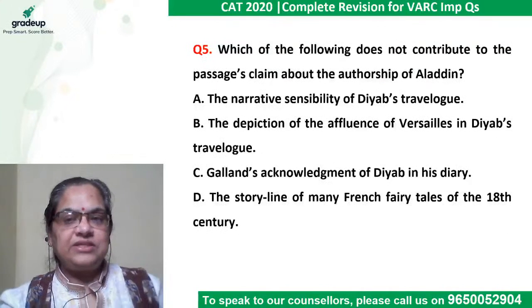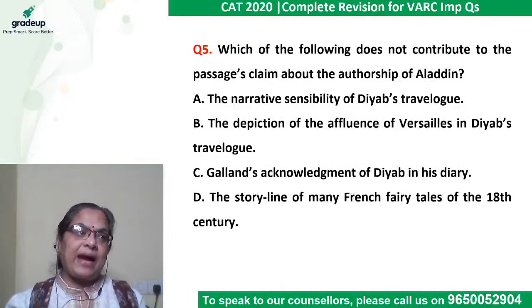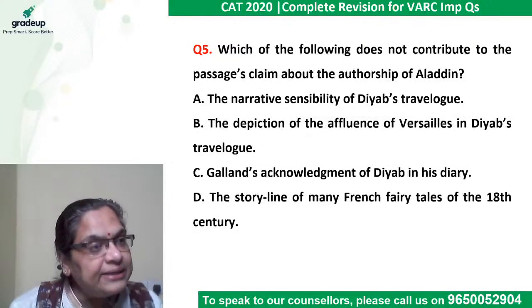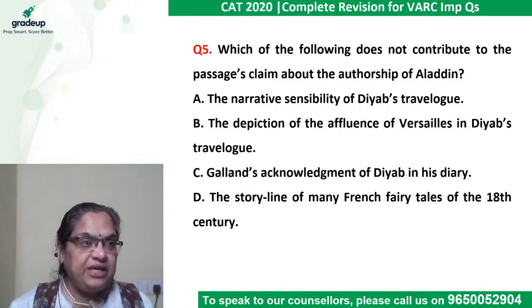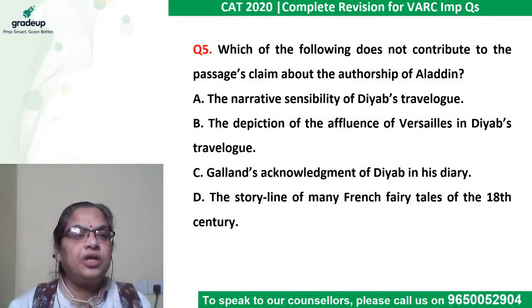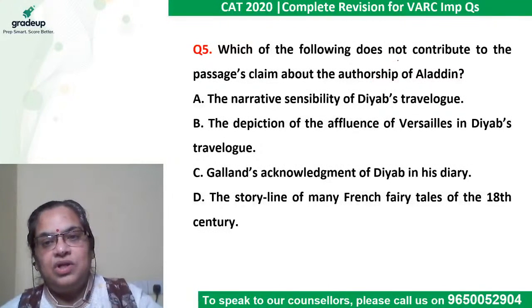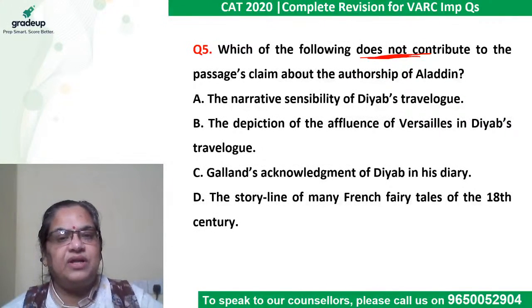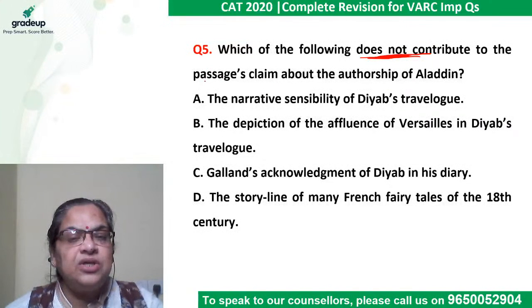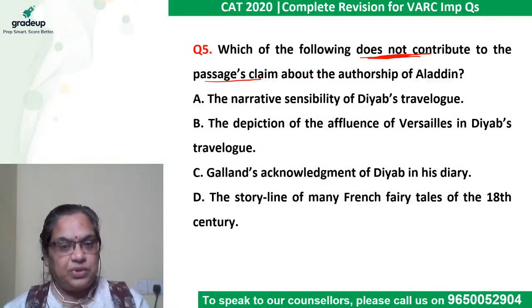Okay, last question of the set before I go back to the passage, and I'm going to read it, and then I'll let you see where you made the mistake, if you made the mistake. The author says that Hannah Diab must be the real author of the Tales of Aladdin. Which one doesn't contribute to the passage's claim about the authorship of Aladdin?